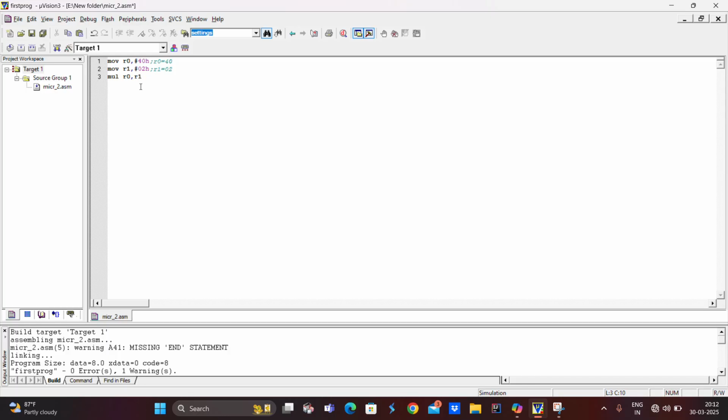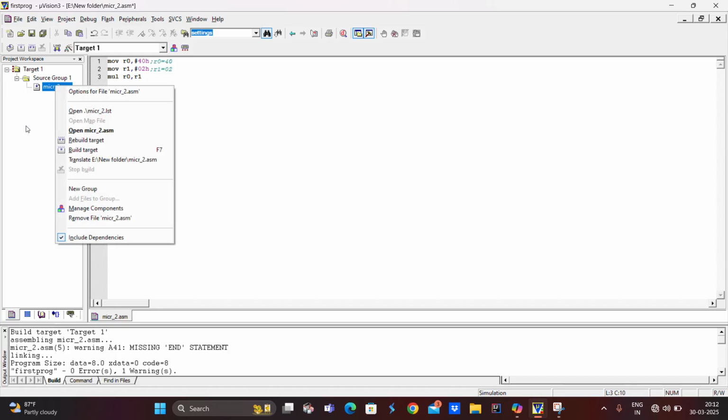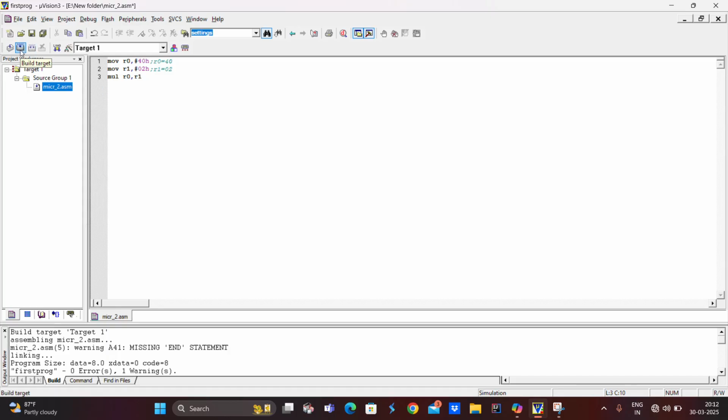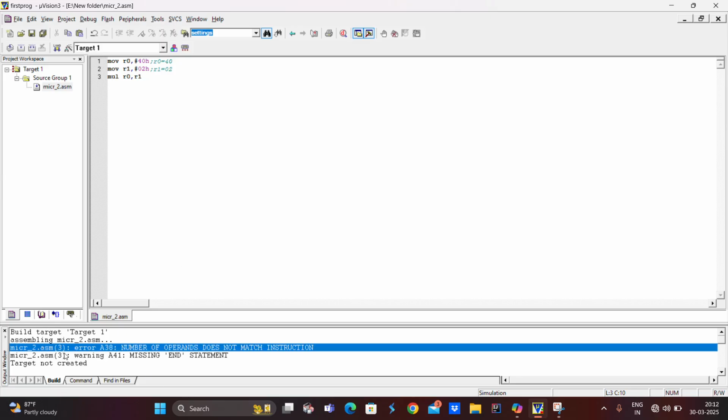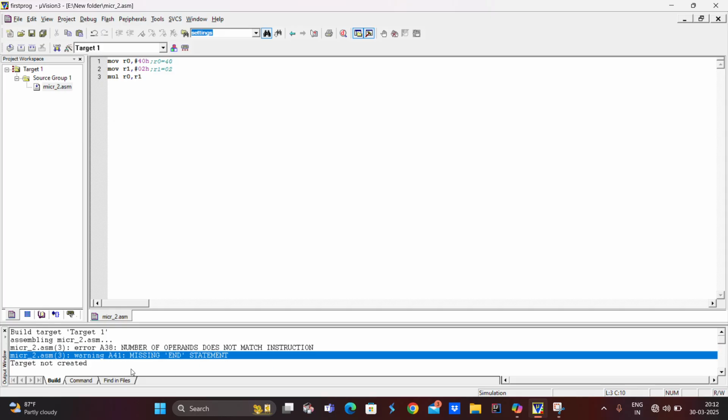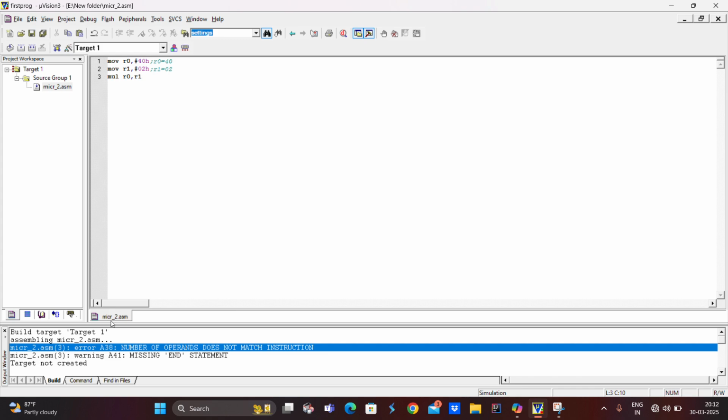What is the output going to be for this? Let us see. There is no need to always build by clicking on it. There is one more build option here, you may see it is build target, build it. So now let us see what it gives. It is showing an error, number of operands does not match instruction, and one more, a warning. How do we resolve this error and why is it coming as an error?